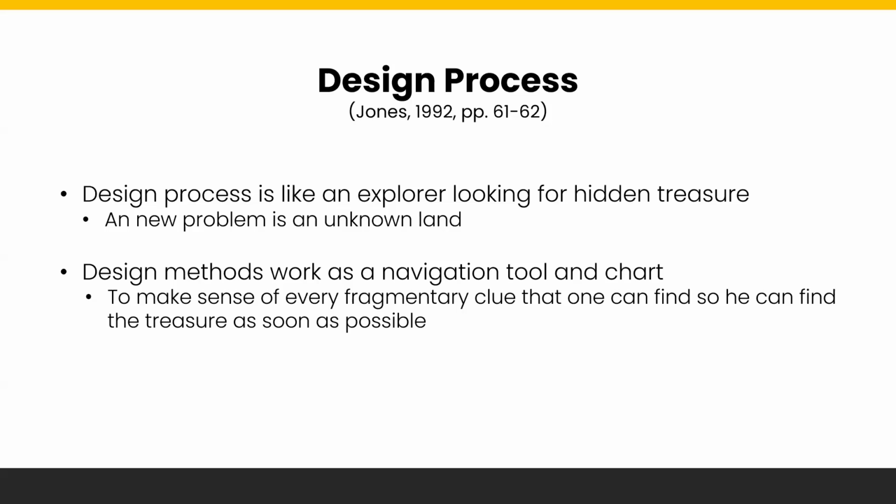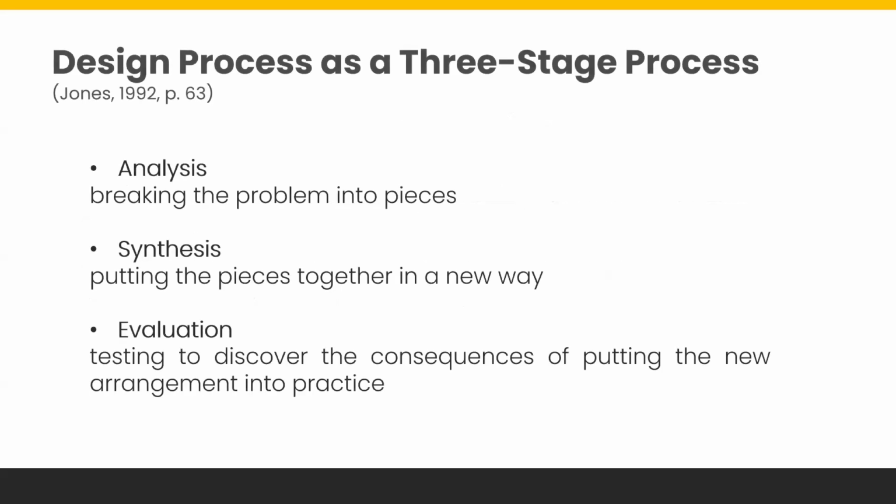Next. So this is the 3-stage process. Usually the design process is divided into 3, but they have different kinds of proposals for each. For John's there are 3. First is analysis, breaking the problem into pieces. Second is synthesis, putting the pieces together in a new way. And then evaluation, testing to discover the consequences of putting the new arrangement into practice.